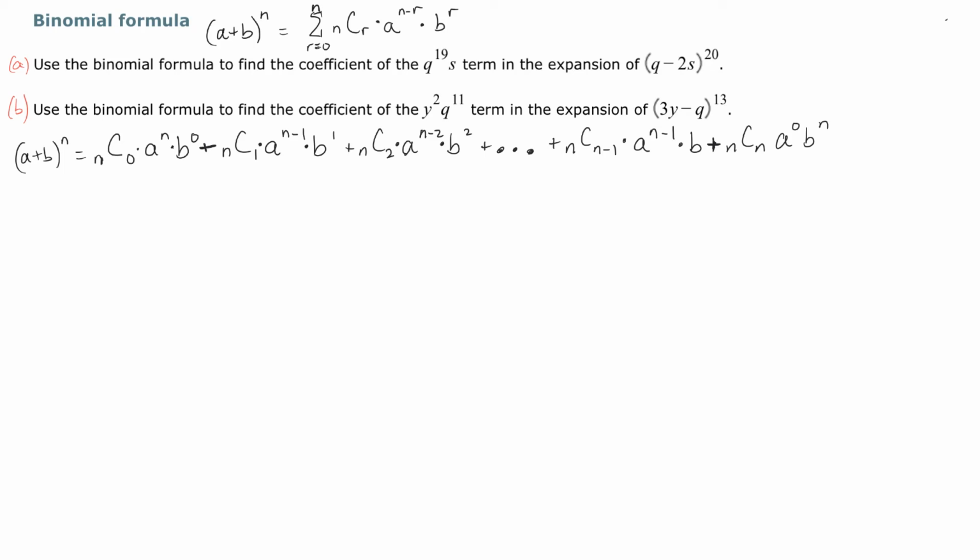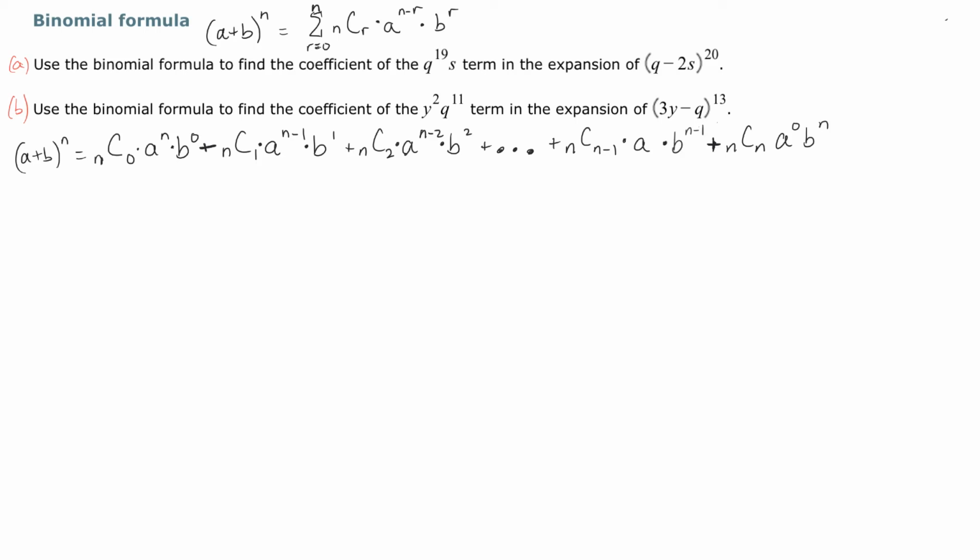Oh, that shouldn't say a to the n minus 1. That should just say a, and that should be b raised to the n minus 1. I fell off the pattern there. There, that's much better. Yeah, that's correct. Let me clean that up a little bit.